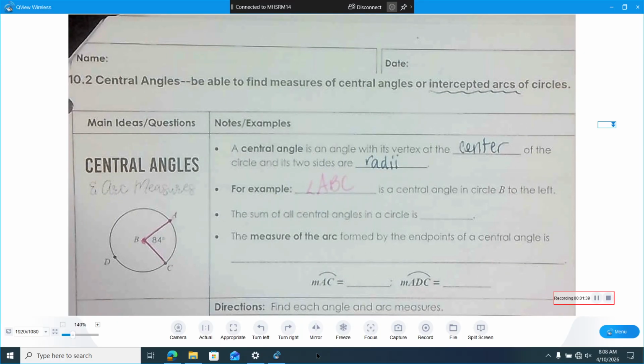I guess the name is pretty good, right? Center of the circle, central angle. So a central angle goes through the center. Really important: the vertex is at the center.